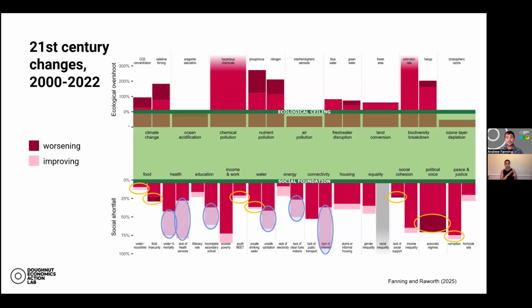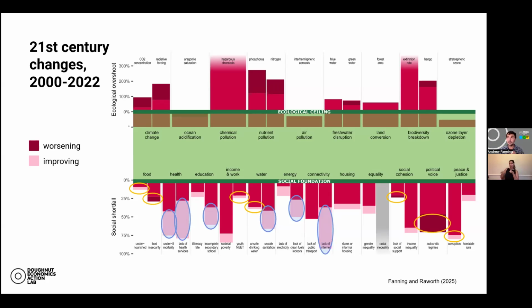But at the same time, there are five indicators and others that show very little improvement over the period: undernourishment, youth unemployment, unsafe drinking water, social support, while food insecurity and population living under autocratic regimes have actually worsened.